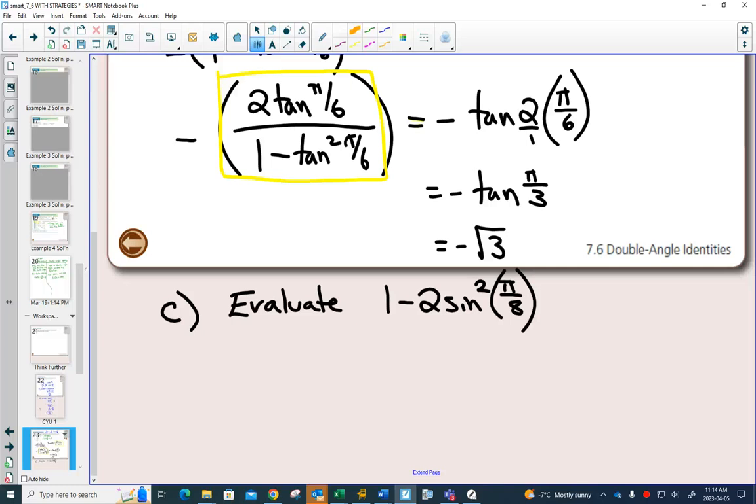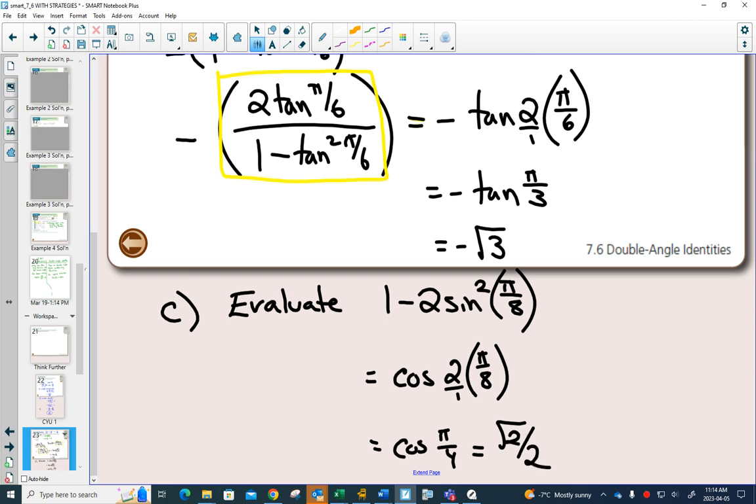And check on your formula sheet. Does 1 minus 2 sine squared of something show up? Yes, it is one of the cos formulas. So I can change this to cos of 2 times pi over 8. And of course, the 2 is like 2 over 1. So if you multiply that out, that simplifies to cos of pi over 4. And all of a sudden it becomes doable because pi over 4 is on our unit circle. And it's just root 2 over 2.